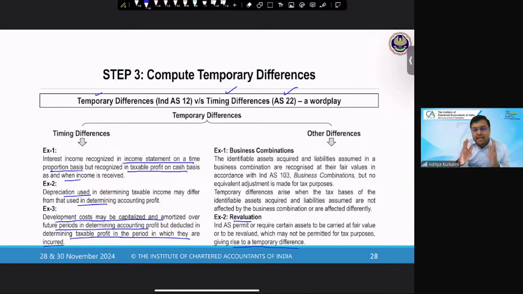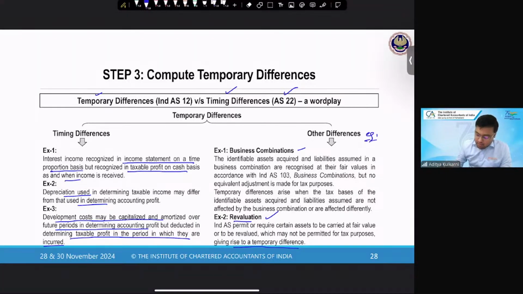The P&L approach was a very narrow approach in the sense that it approached your timing differences only based on items appearing in the P&L. But as we all know, items do not necessarily appear in the P&L. Revaluation goes and sits in your revaluation reserve. वो तो P&L में आएगा ही नहीं. Then does that mean I will not have any deferred tax implication? I will definitely have a deferred tax implication. And therefore, your other differences could arise either on account of revaluation or on account of business combinations. These are just examples.